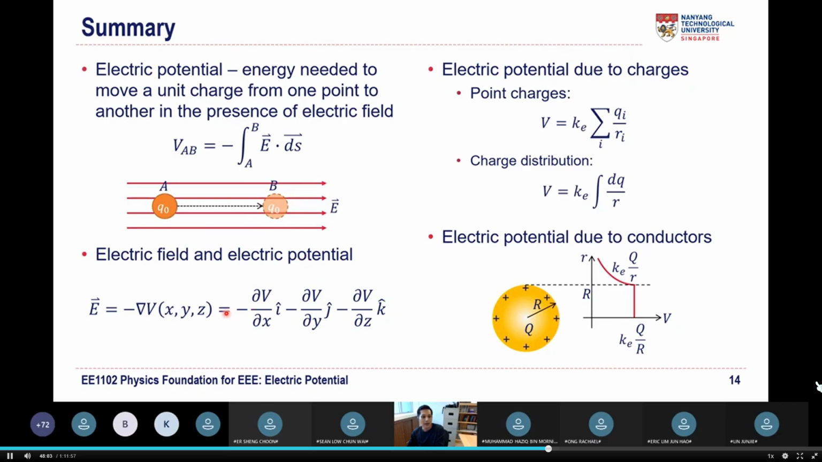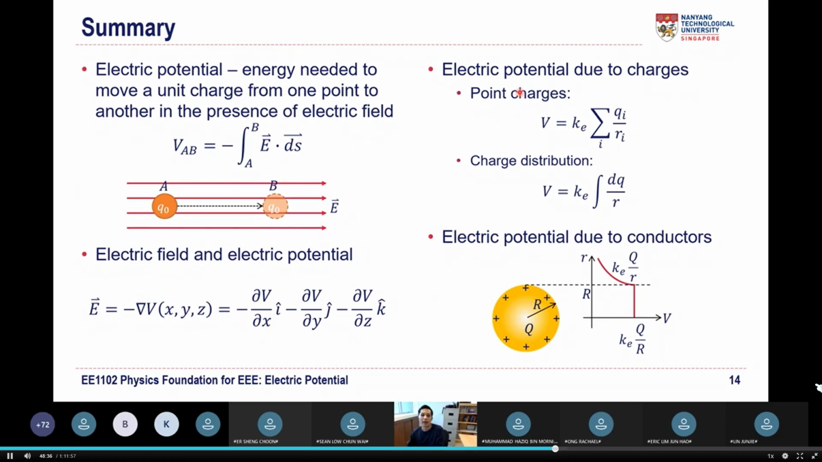Under the influence of electric field, you can use this line integral to compute the electric potential. And vice versa, from electric potential, we can also calculate electric field, but you need to take a partial differentiation in the XYZ space, so that you can get the X, Y, and Z component of the electric field, so that you can construct your vector out of it. You're trying to construct a vector out of a scalar quantity. That's why you need to take differentiation with respect to X, Y, and Z separately.